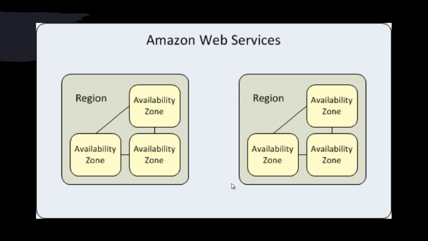Inside these geographical locations there are two or more availability zones. An availability zone is nothing but a data center where the AWS servers reside. So this is my Amazon Web Service, and inside it there is one region and two regions. Inside the region you can see that an availability zone is there. So an availability zone is basically nothing but a data center.